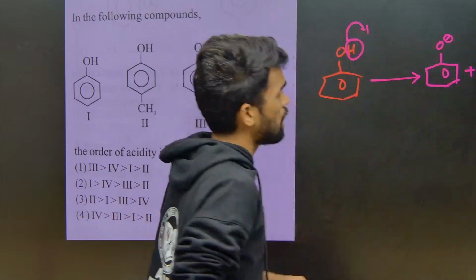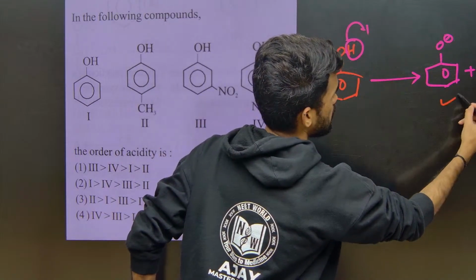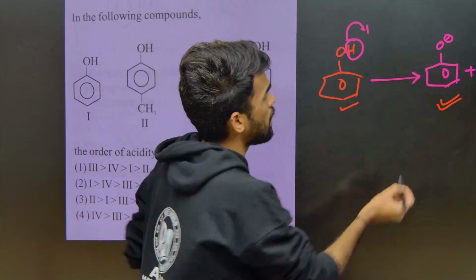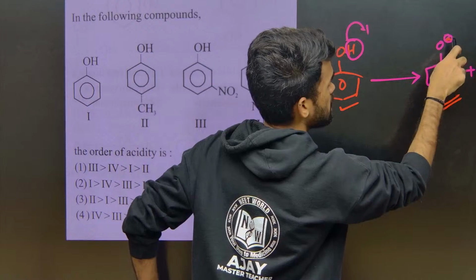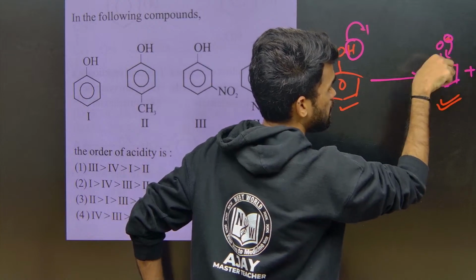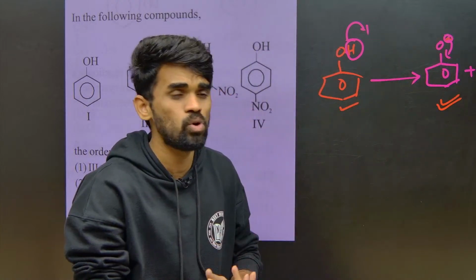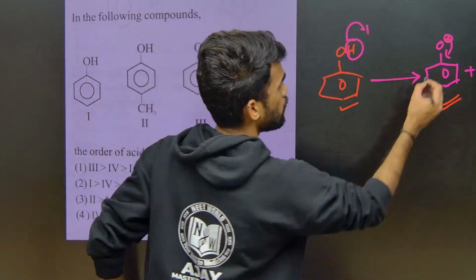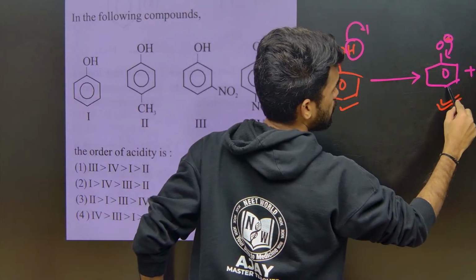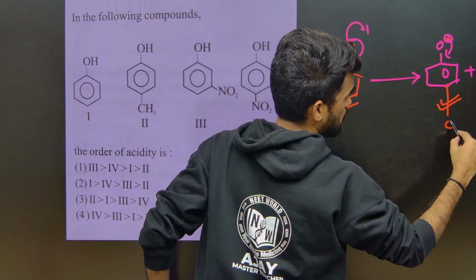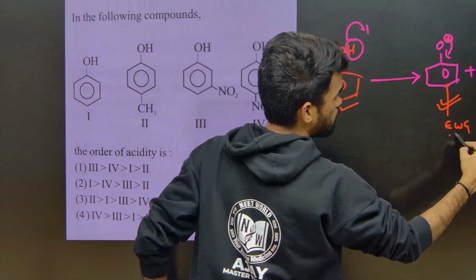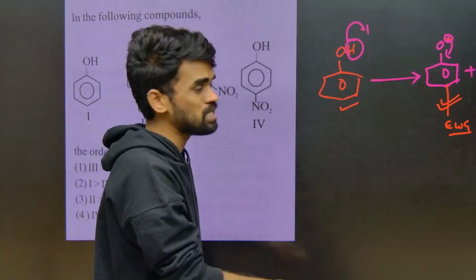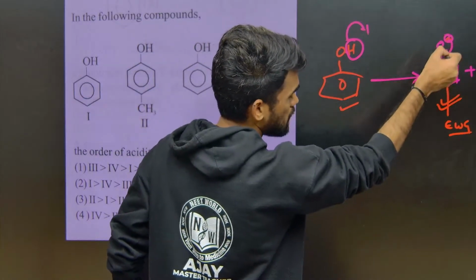Now this is the phenoxide ion. If this phenoxide ion is more stable, then this phenol will be more acidic. This phenoxide ion contains a negative charge. If this negative charge is stabilized by conjugation, then I can say the respective phenol is more acidic. In order to stabilize this phenoxide ion, there should be at least one electron withdrawing group either at the para position or at the ortho position, that makes it more stabilized by dragging the negative charge electrons towards the electron withdrawing group.